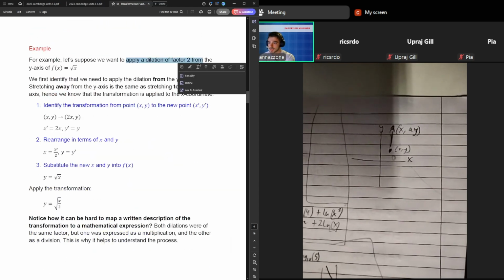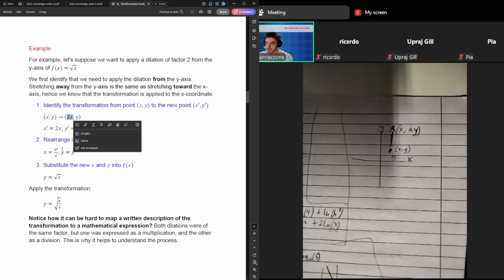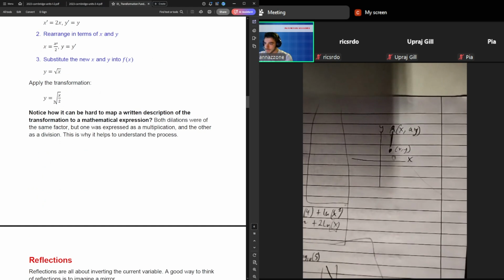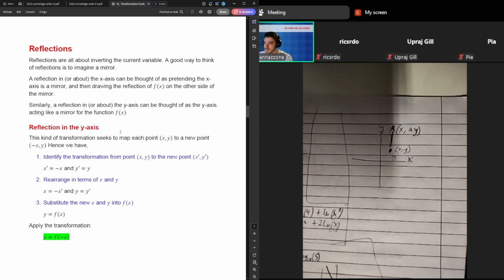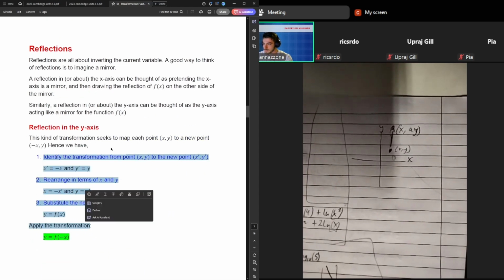Same idea here. Dilation factor of 2, this time from the y. X is going to get the multiplication. Rearrange, substitute. And again, you could just sub in the divide by 2. It's a simple one, but we're just learning the process.